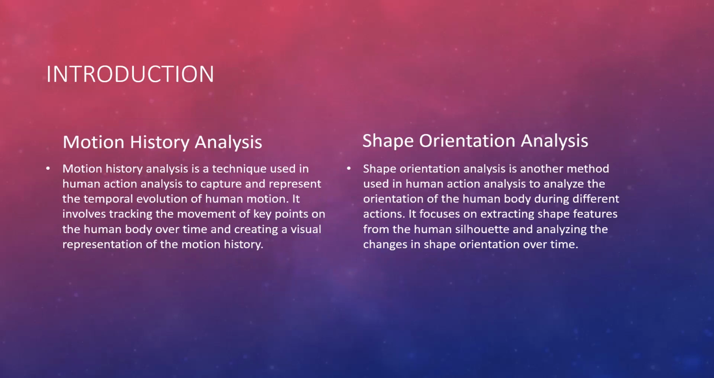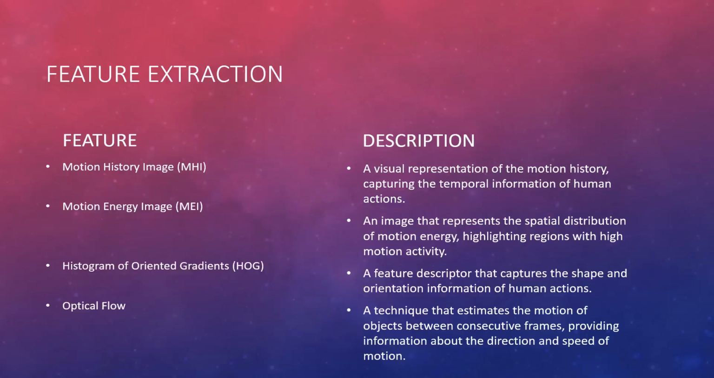Differences between motion history analysis and shape orientation analysis. Motion history analysis is a technique used in human action analysis to capture and represent the temporal evolution of human motion. It involves tracking the movement of key points on the human body over time and creating a visual representation of the motion history. Shape orientation analysis is another method used in human action analysis to analyze the orientation of the human body during different actions. It focuses on extracting shape features from the human silhouette and analyzing the changes in shape orientation over time.